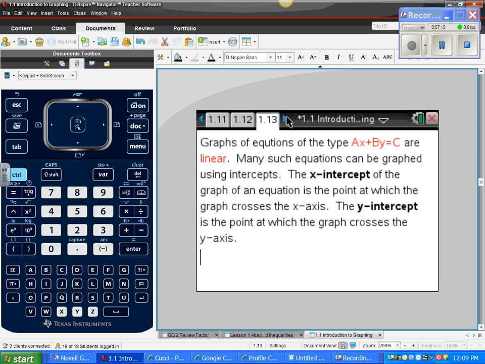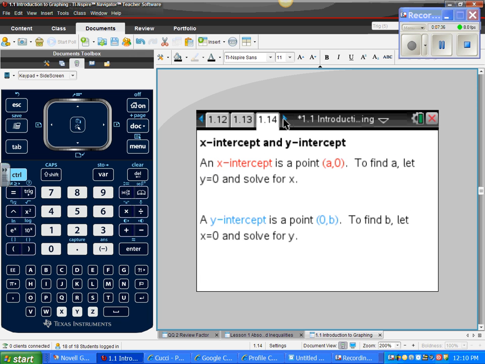All right, so graphs of equations of the type ax plus by equals c are linear. Many such equations can be graphed using intercepts. The x-intercept of the graph is the point at which it crosses the x-axis, and the y-intercept is the point at which it crosses the y-axis. Easy way to find that, the x-intercept is always the point (a, 0). You can find it very easily by plugging in 0 for y and solving for x. Same thing goes with the y-intercept. It's the point (0, b), okay? X is always 0, so you're going to plug in 0 for x and solve for y.